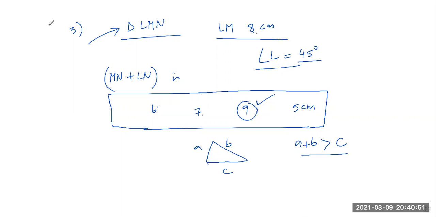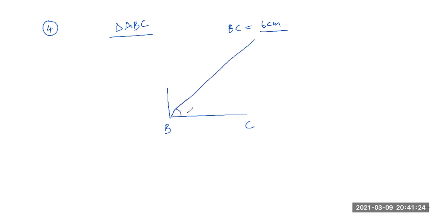Okay. Fourth question, the last question, is really very important. It says the construction of triangle ABC. I'll try to explain this. Given that BC is 6 centimeter, and angle B is 45 degree. So let's say, students, once again, this is our BC, the base. Angle B is 45 degree, let's say.